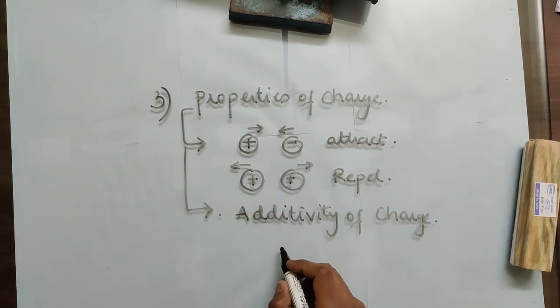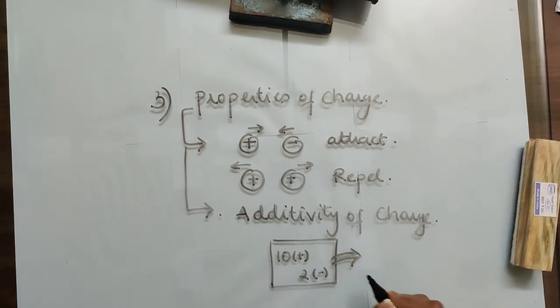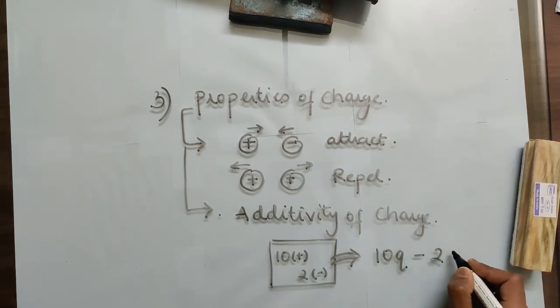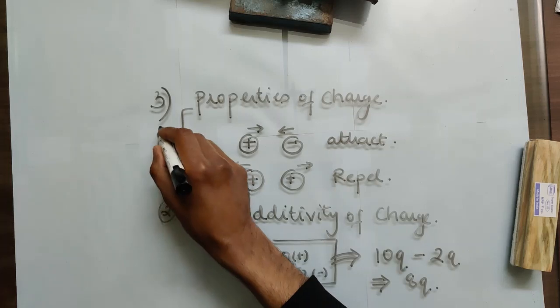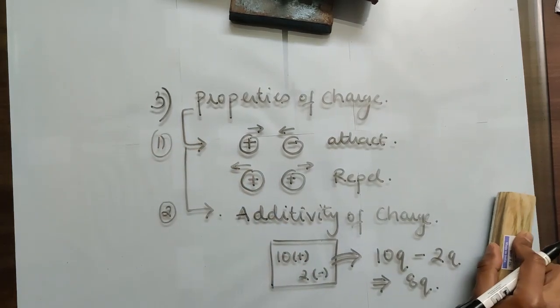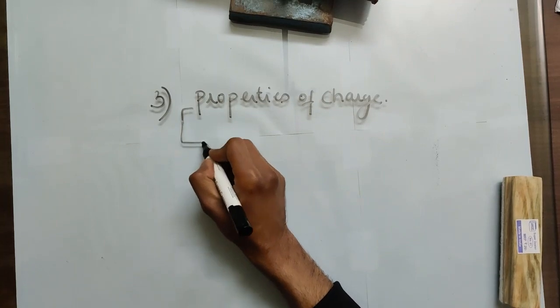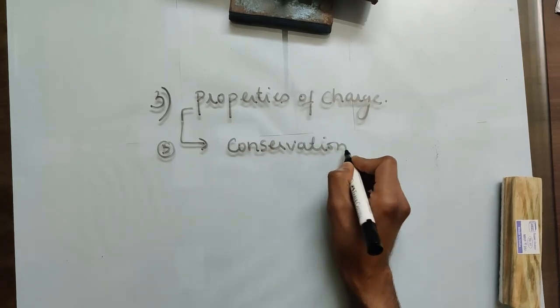Suppose a body contains 10 positive charges and 2 negative charges, the total charge on this body is 10q minus 2q, which is equivalent to 8q. This is our first property, this is our second property, and our third property is conservation of charge.